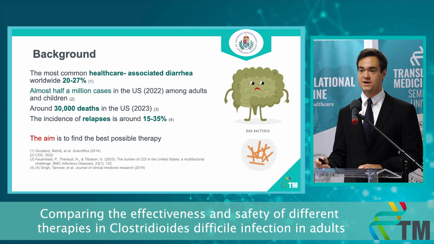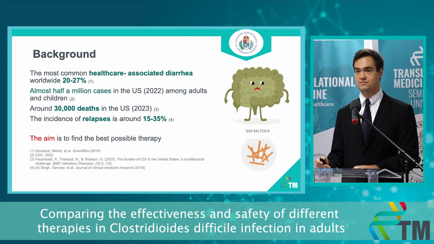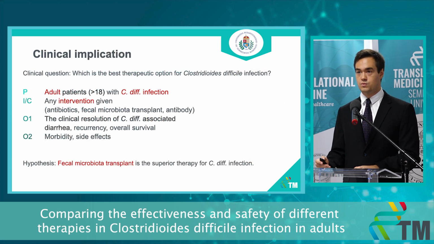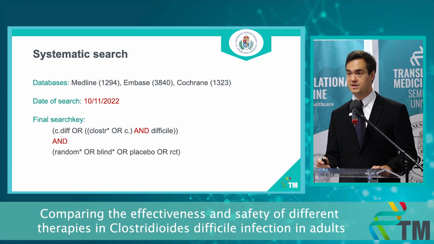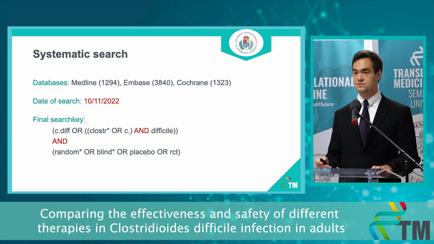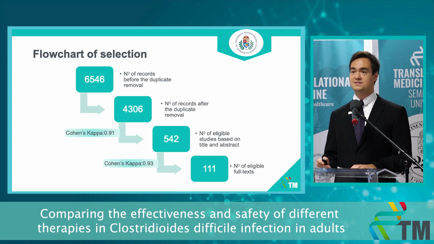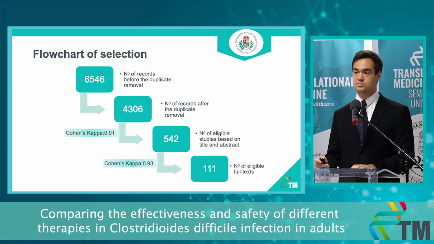Our aim is to find the best possible therapy against C. diff. Our clinical question: which is the best therapeutic option for C. diff infection? For this, we use the PICO framework, and our hypothesis was that fecal microbiota transplant is the superior therapy for C. diff infection. We did our systematic search in the three main databases with this final search key, and at the end of the selection, we've got 111 eligible full texts for the data extraction.